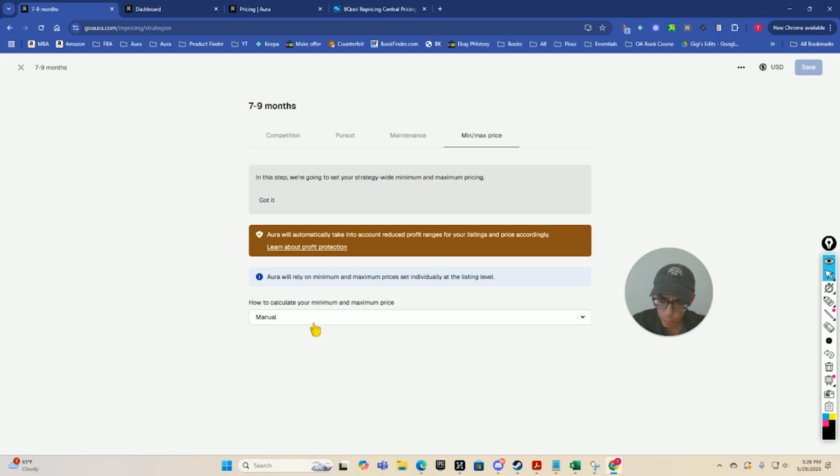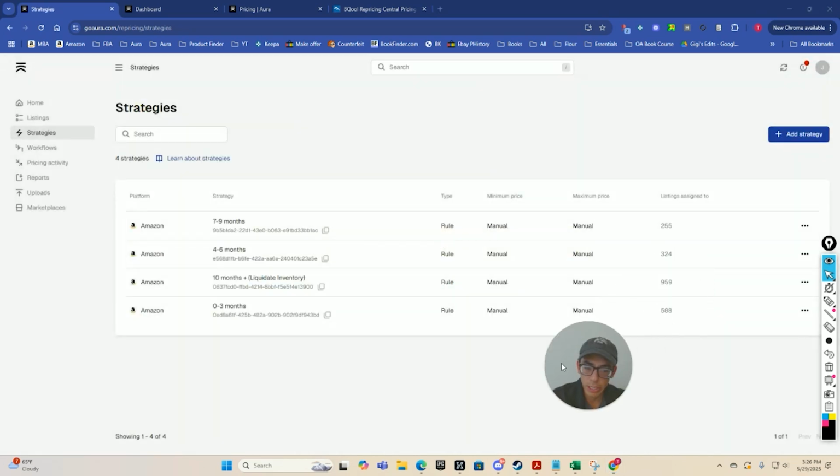Now, again, we're going to go manual on this. We're going to save it. I went ahead and named it 7 to 9 months. And now finally, we're going to get to 10 months plus, which I call liquidate inventory.